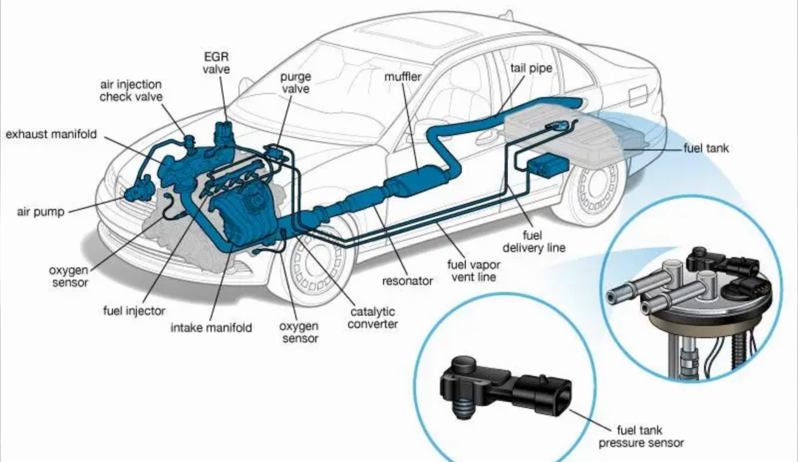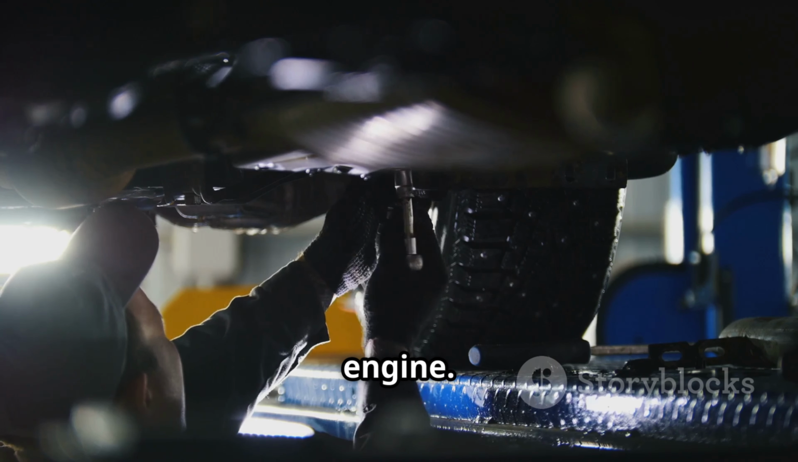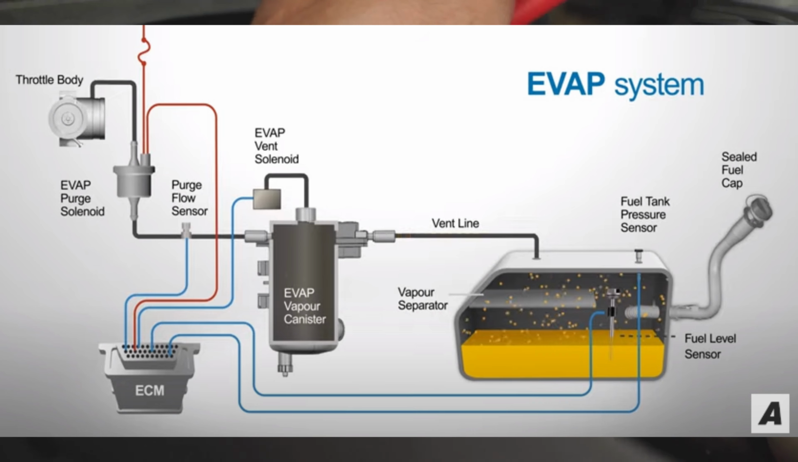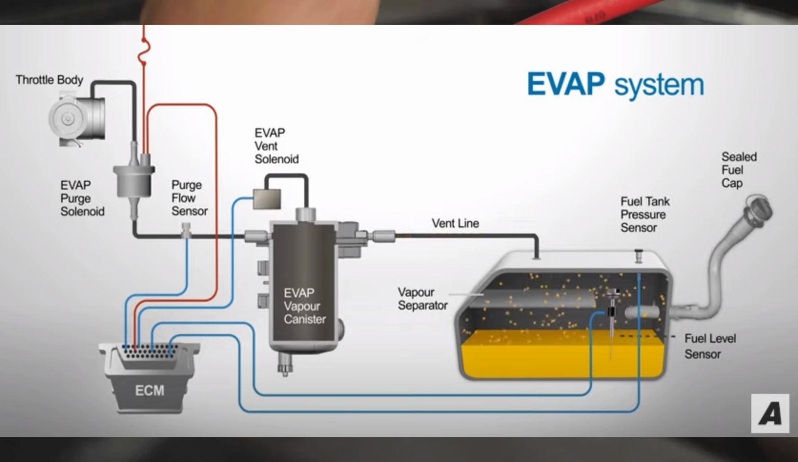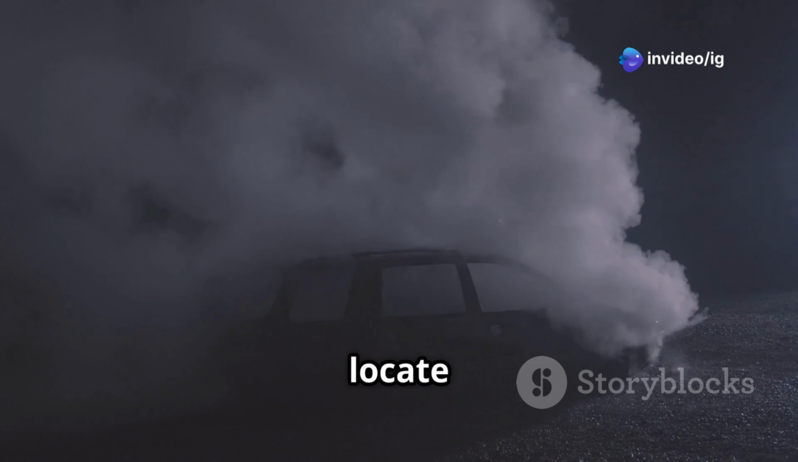The charcoal canister is positioned under the rear of the car and stores fuel vapors before they're burned in the engine. And finally, the EVAP hoses and lines run between the fuel tank, canister, and engine bay. Oh, and here's a quick tip, a smoke test can help you locate leaks really quickly.